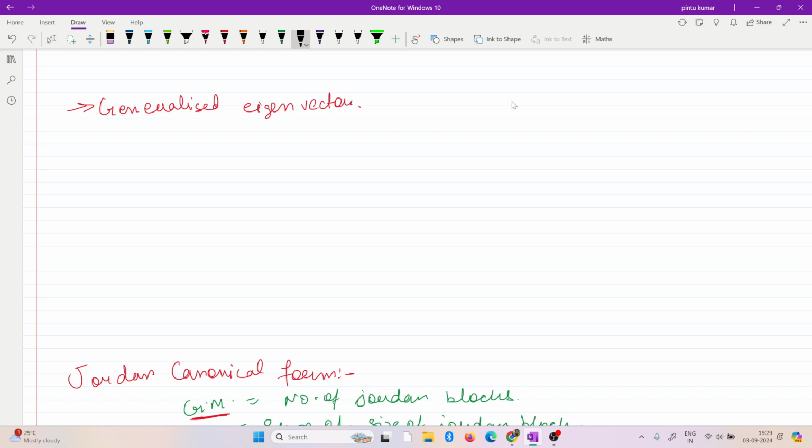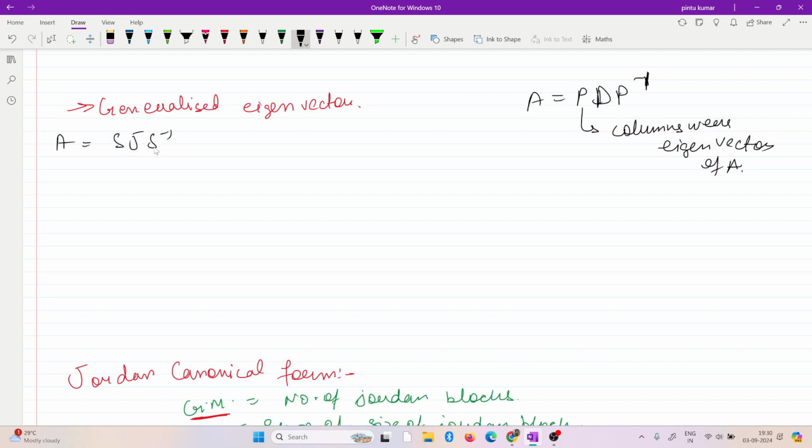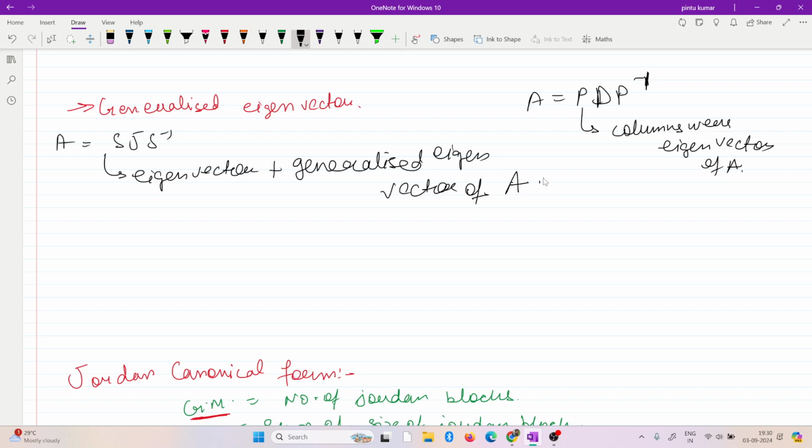So when you had eigen decomposition, let's say A is equal to PDP inverse, then the columns of your P were eigenvectors of A. Now if you have Jordan canonical form, then your S has eigenvectors plus generalized eigenvectors of A.